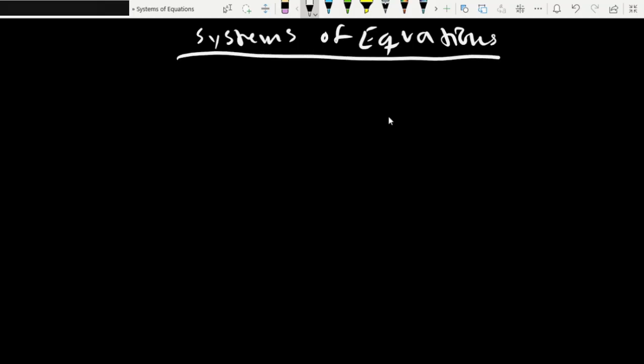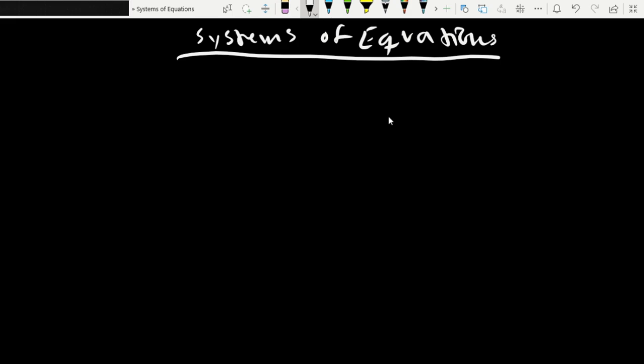Okay, so the first thing we need to understand is that a system of equations is just a collection of two or more linear equations, typically linear. You could have different equations, but typically in Algebra 1, which is the subject that some of you folks are taking, you're going to have linear equations. Okay, so let's take a look at this.